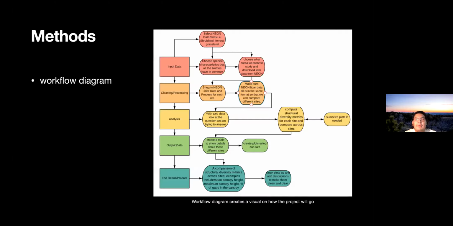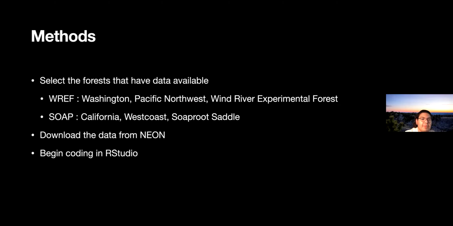So we started out by creating our workflow diagram, and this gave a very clear pathway on where we should start and how we should end and how everything should go according to plan. And so from our workflow diagram, we then selected the forests that have data available from NEON.